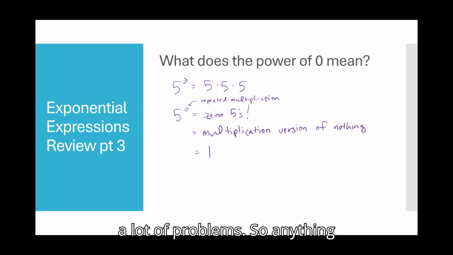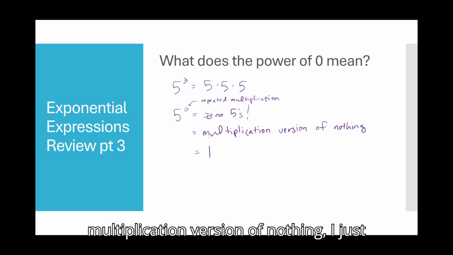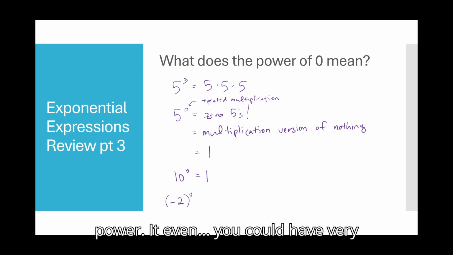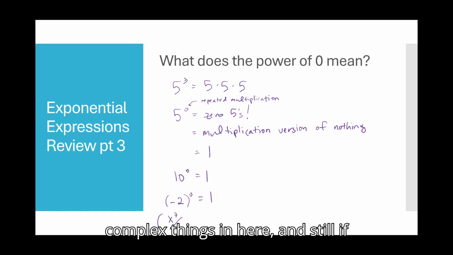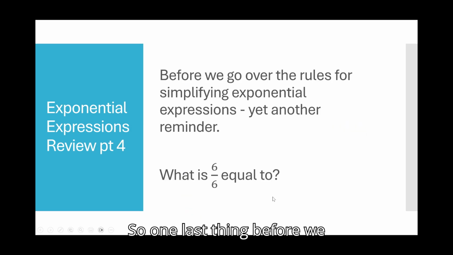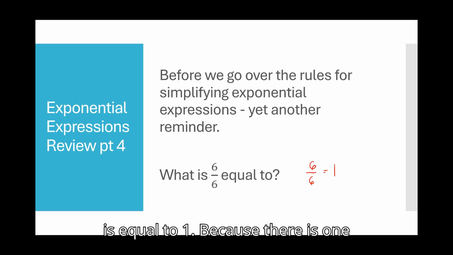So anything to the 0 power means I have the multiplication version of nothing, I just have 1. And that's true no matter what number gets raised to the 0 power. You could have very complex things in here, and still, if the whole thing is to the 0, it's just 1. So one last thing before we keep going into the rules. What is 6 divided by 6? Again, I hope you're yelling out 1, because it sure is equal to 1, because there's 1 6 in 6.